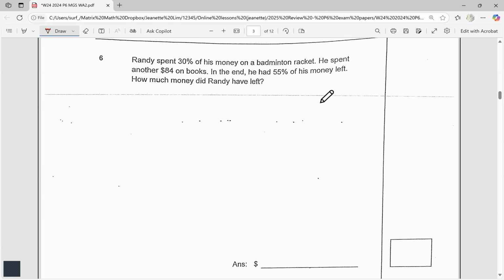Question 6. Randy spent 30% of his money on a badminton racket. He spent another $84 on books. In the end, he had 55% of his money left. How much money did Randy have at first? Take note that this question is not about a percentage of the remainder, but instead this 30% is of the original money. This 55% is also of the original amount of money, which means that if we take 100 minus 30 minus 55%, you'll get the percentage that he spent on books.